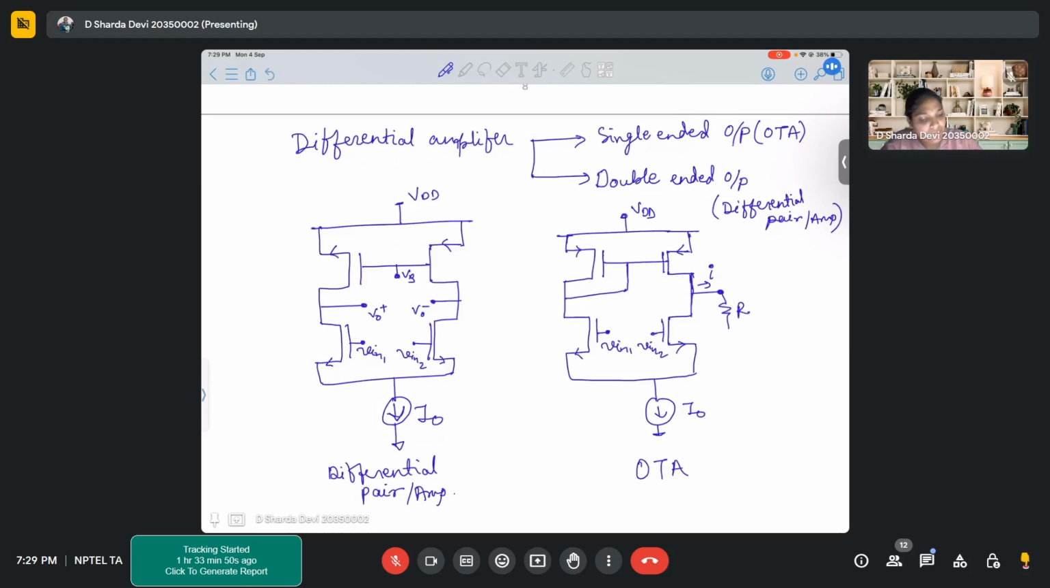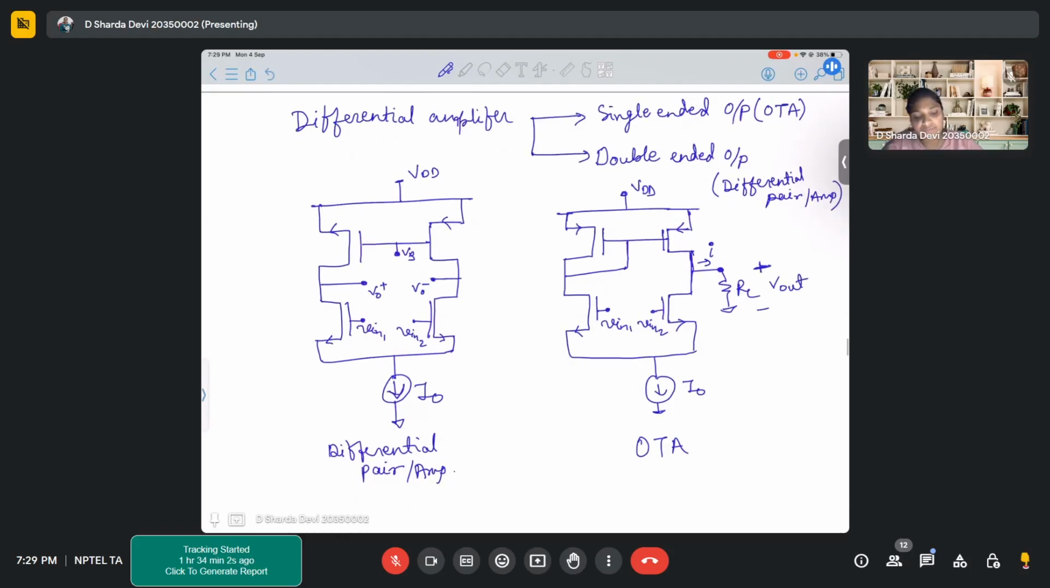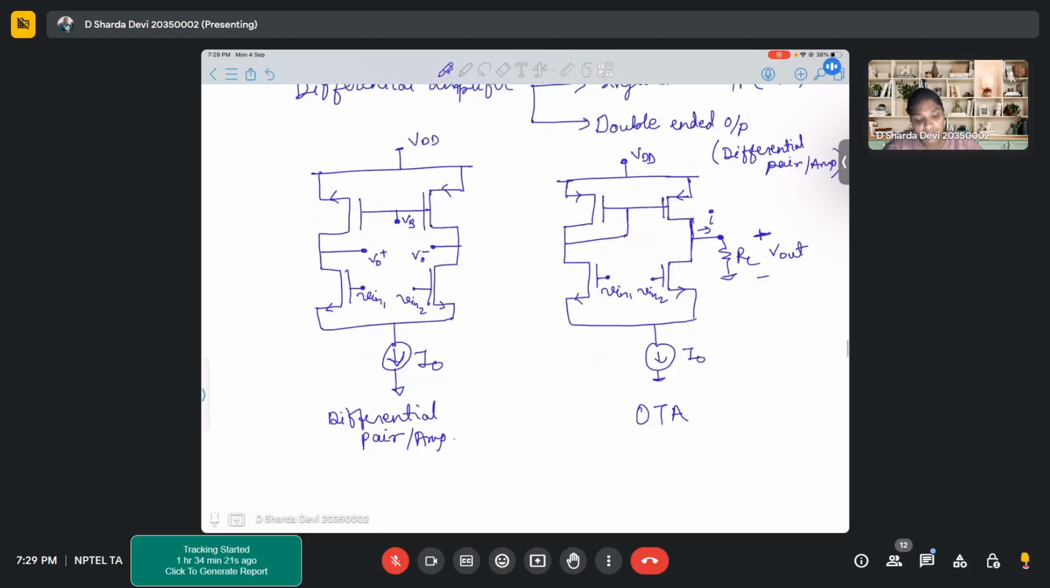Now when you use a load, you can get a voltage across it, right? That's how you can get a voltage from your OTA. Whereas with a differential pair, the actual output that you get is a voltage for double-ended. Clear? Any doubts in these basic circuits? So this is known as a differential pair and this is known as OTA.